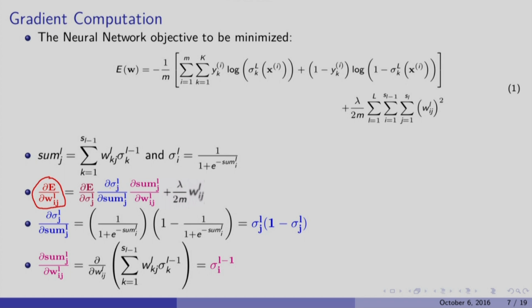So we multiply this partial derivative with the partial derivative of sigma with respect to the sum, and then the partial derivative of sum with respect to the W. So this is fairly intuitive. However, what turns out to be challenging is computing the partial derivative of E with respect to sigma jl. The other two partial derivatives are fairly straightforward.